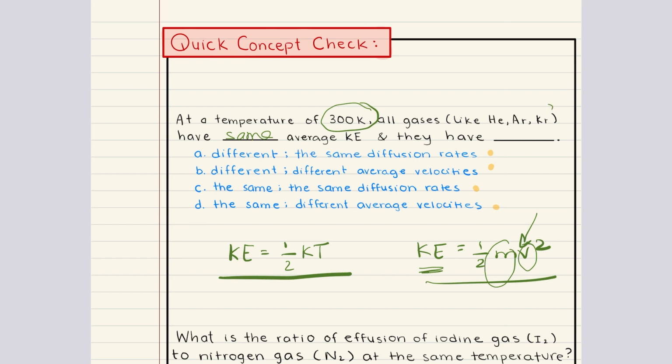And if we were going to order these three, helium is the lightest gas, so it's going to have the fastest molecular velocity. And krypton is going to be the heaviest of the three, so it's going to have the slowest velocity. Argon is going to fall somewhere in between. So for this problem, at a temperature of 300 Kelvin, all gases are going to have the same average kinetic energy, but they're going to have different average velocities. So the correct answer here is D.